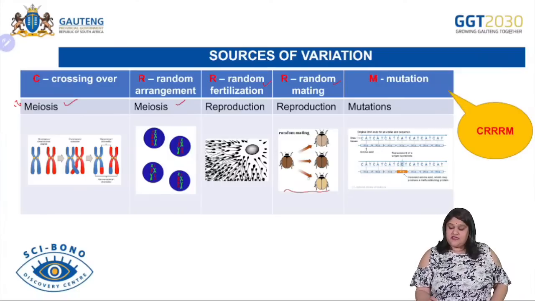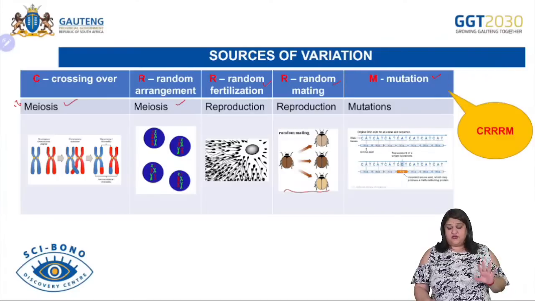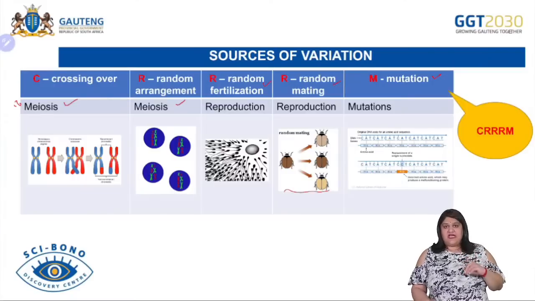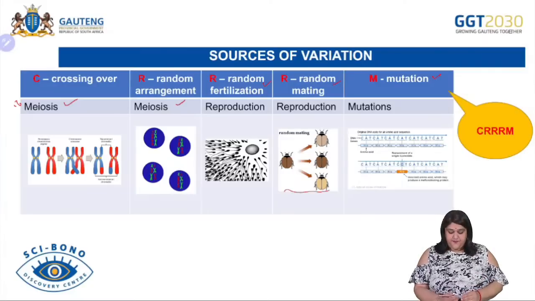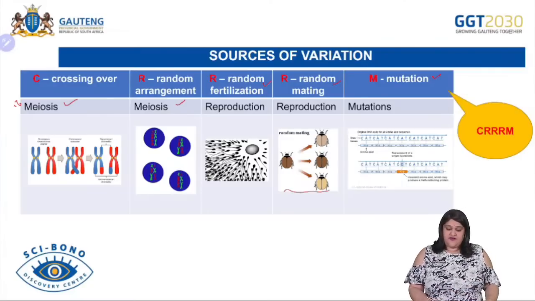And then lastly we have mutations. It's important to mention that for a genetic mutation, you need to know the definition. It is the change in the sequence of the nitrogenous bases of a DNA molecule. That is how you must say it, and that is the correct answer for genetic mutation. So that's it for sources of variation.